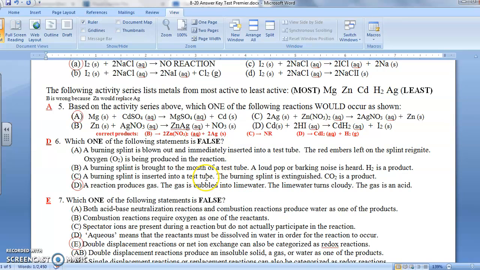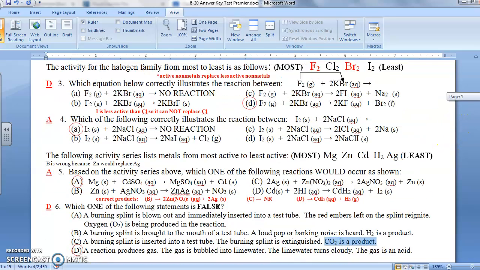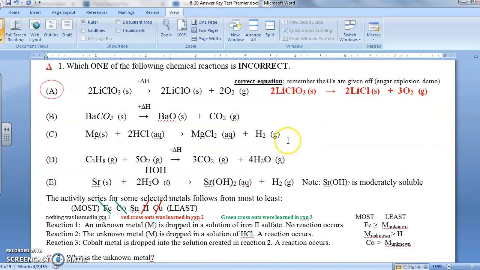Letter C, you insert a burning splint into the tube, and the splint is extinguished. CO2 is a product. Yes, that's the test. That is one of the tests that you can do. In this reaction right here, letter B, they're decomposing the carbonate ion. How can we prove carbon dioxide is produced? One way is to insert a flaming splint in there, and if the splint goes out, that's evidence that carbon dioxide is produced. The other one is to collect that carbon dioxide gas and bubble it through lime water.